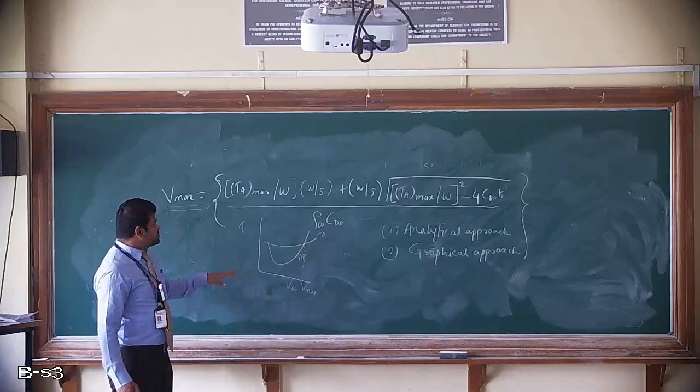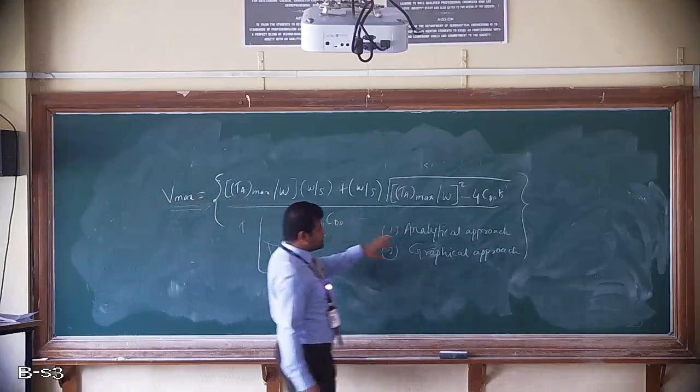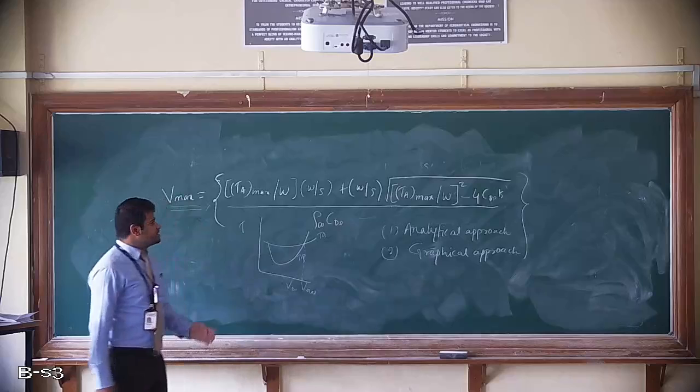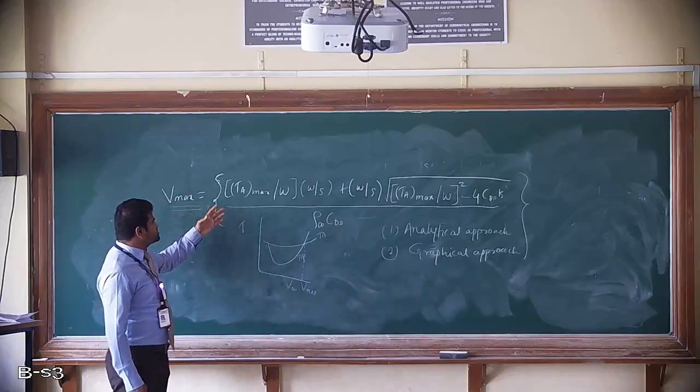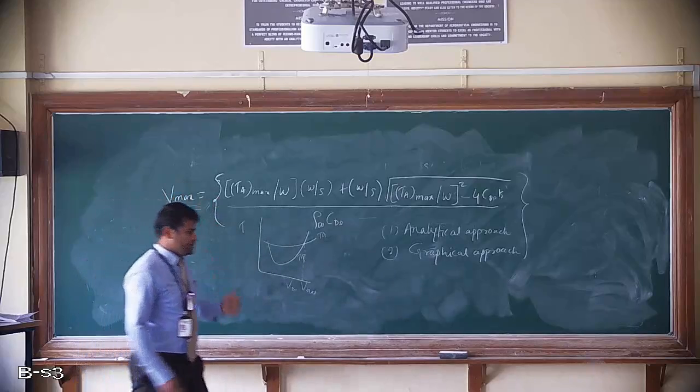Now the same maximum velocity we can find through the analytical approach. That is nothing but through derivation. By doing the derivation, we will derive the equation for Vmax. That we will see now.